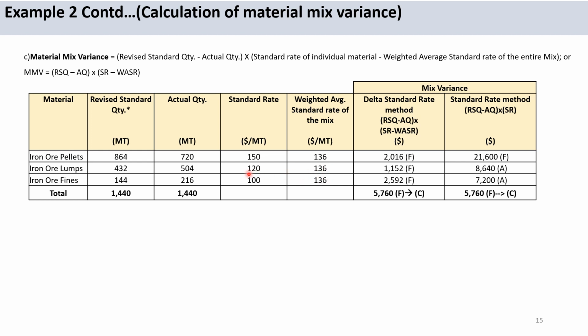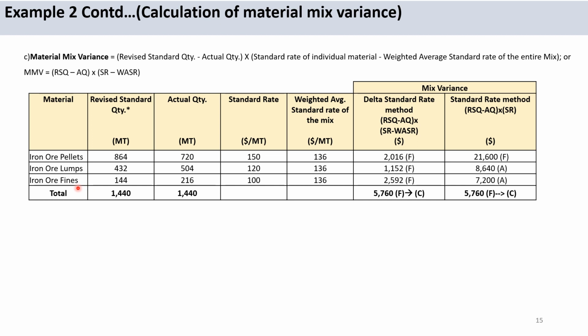Similarly for lumps, this is again a cheaper material compared to the weighted average rate of 136. So if we have consumed more of the cheaper material, there will be a favorable variance as per the delta standard rate method. Whereas as per the standard rate method, since we have consumed more, it does not take the price difference into account. It shows a loss of 8640 adverse. So this is conceptually and directionally not correct.